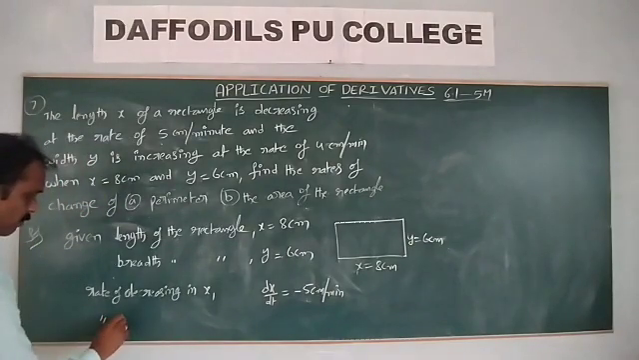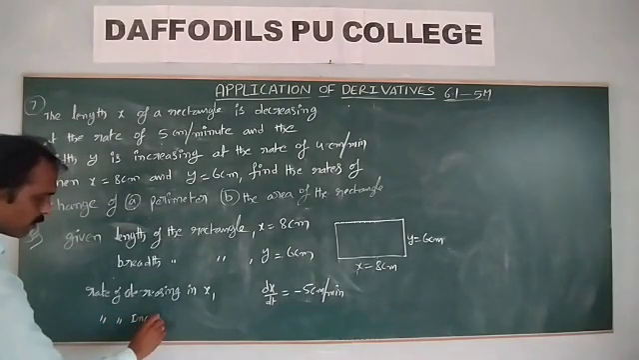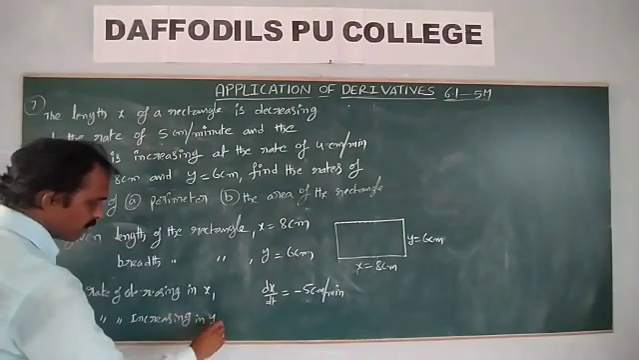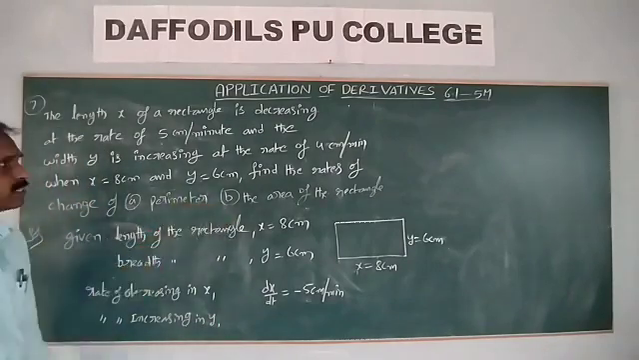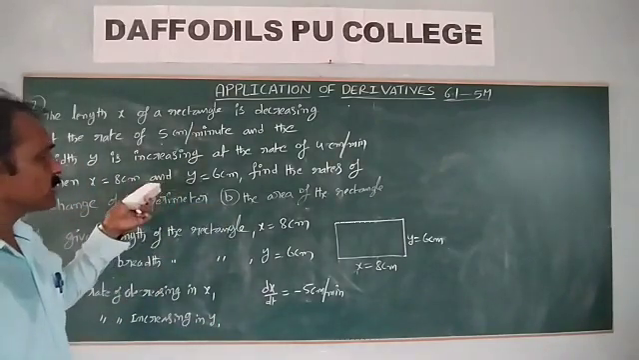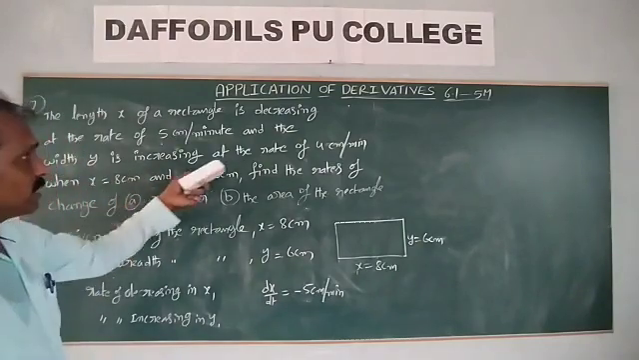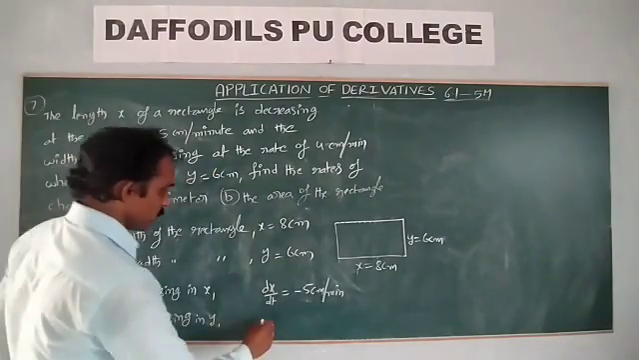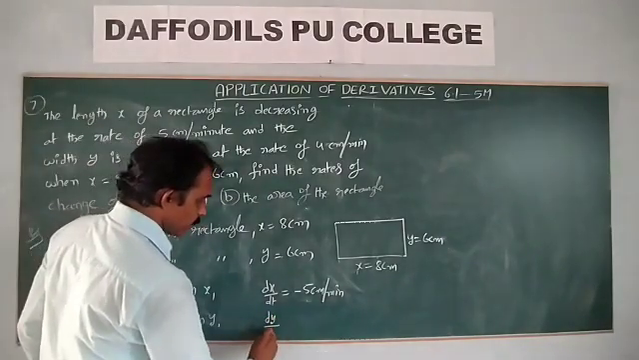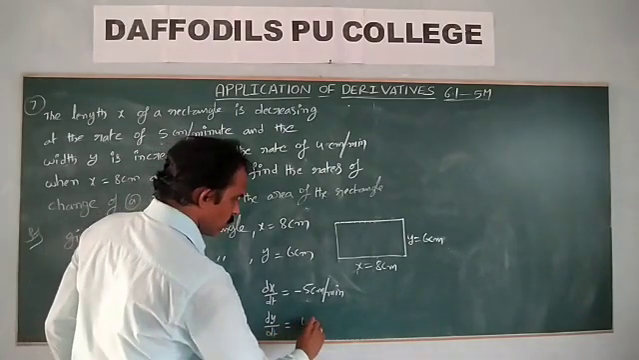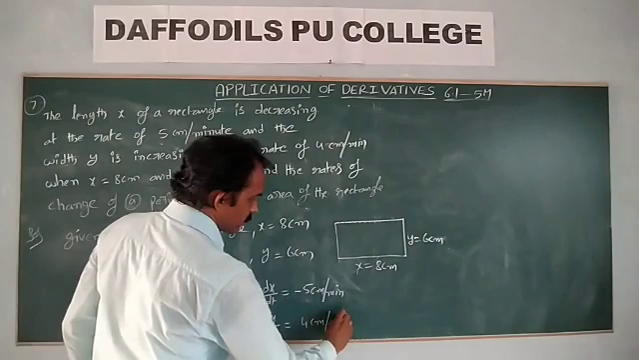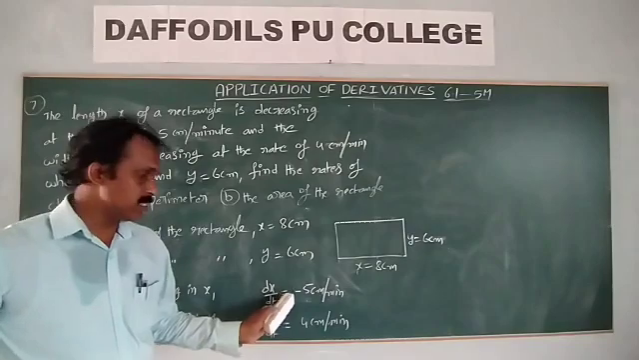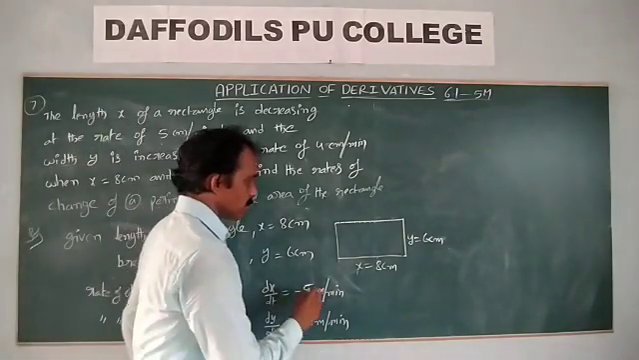Right. Rate of increase in y, that is nothing but width. Given in this equation, y is width, x is length. How much is the increase in width? 4 centimeter per minute. That implies dy by dt is equal to 4 centimeter per minute. Increase means the value is positive. Decrease means the change in value is negative.